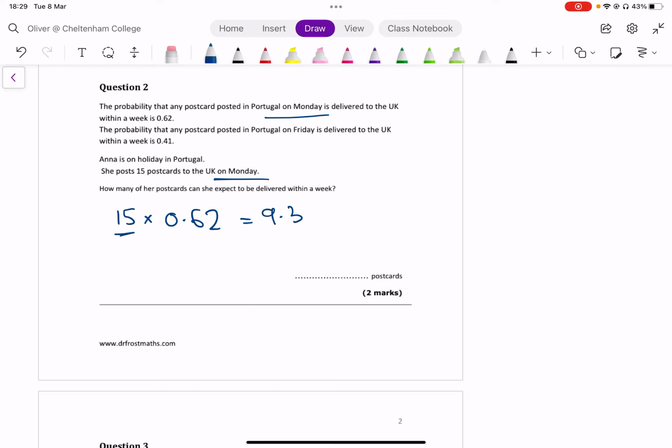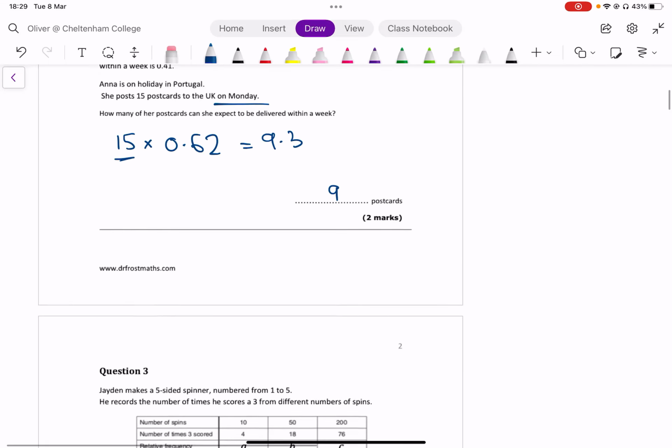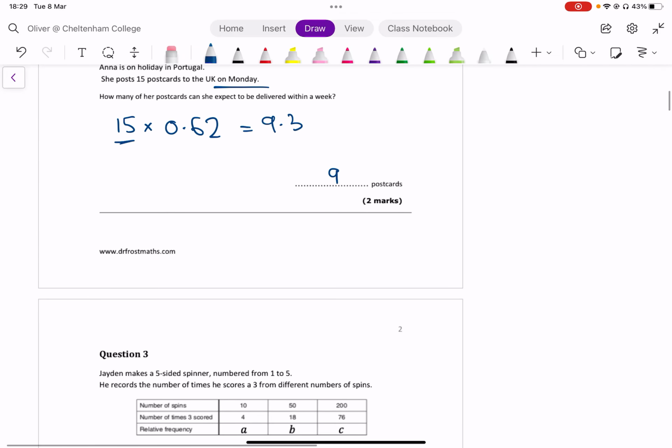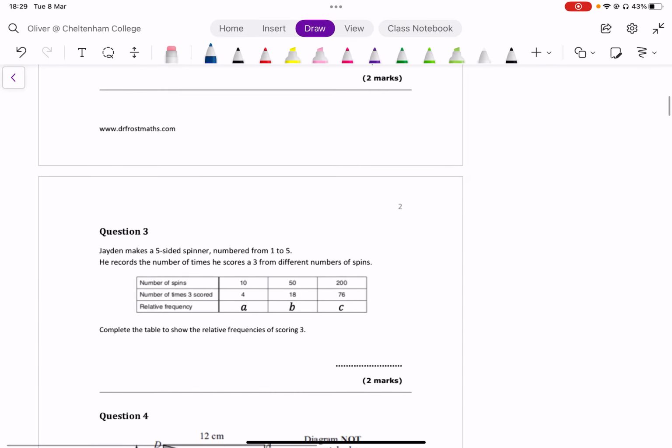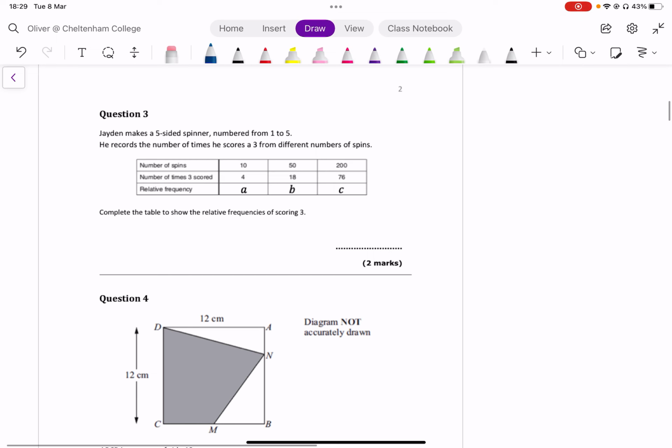So that probably makes sense for that to be 9, right? You can't have 0.3 of a postcard. If that was a bit higher, you could make an argument whether you round up or down, but as it's below 9.5, I think we should round it down.